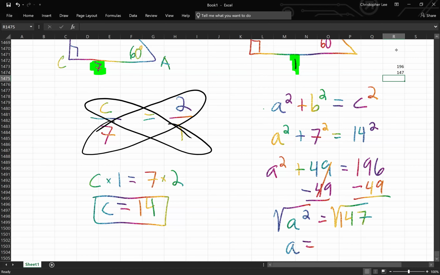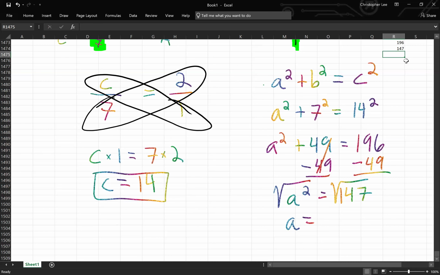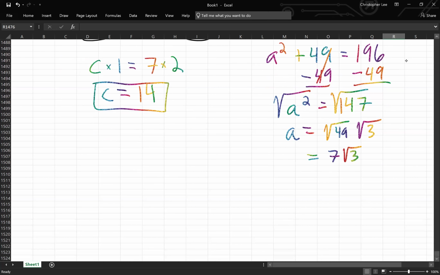So we're gonna get A is equal to, right? So that's gonna be equal to what? Square root 49 times square root of 3. And we know that the square root of 49 is what? This will be 7 square root 3. So basically, I'm just reducing the radical. That's all I'm doing. So what's my A? 7 square root of 3. And that's it. Those are the two answers that I'm looking for.